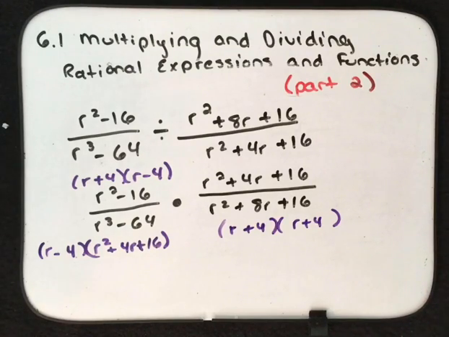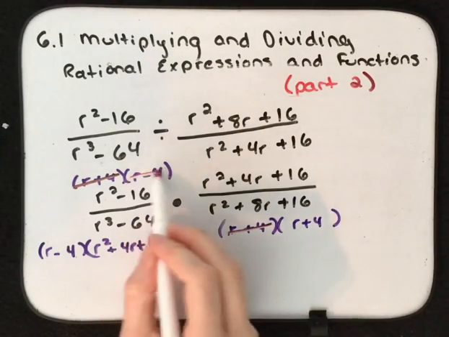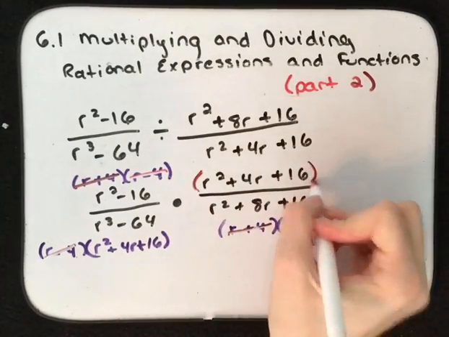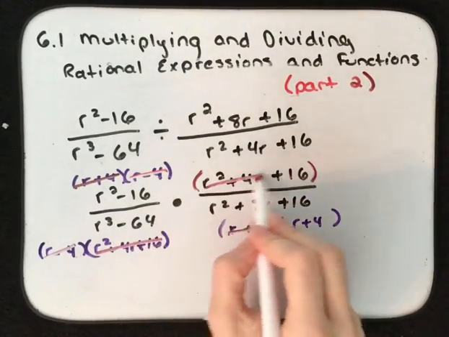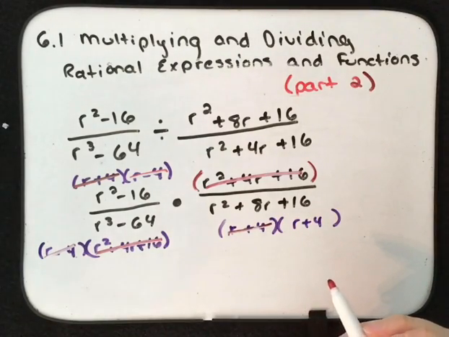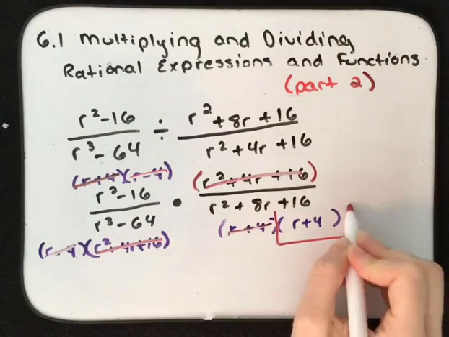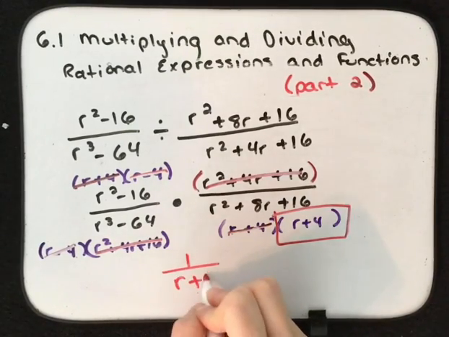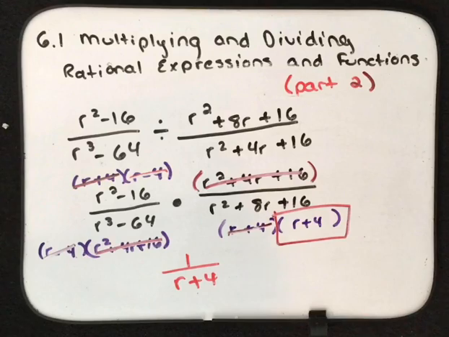I see an r plus 4 right here, an r plus 4 right here. That can cancel. I see an r minus 4 and r minus 4, so that can cancel. This whole thing right here is one term, and it matches with this one, so that can cancel. So it looks like after all that, all I have left over is this r plus 4 in the denominator. So 1 over r plus 4 would be our simplified solution.